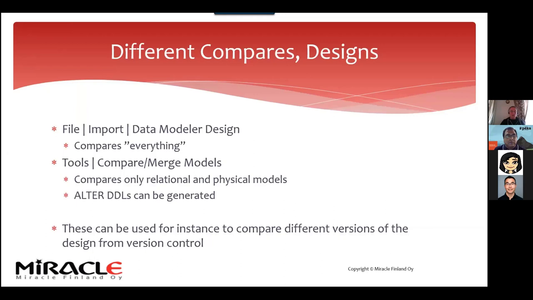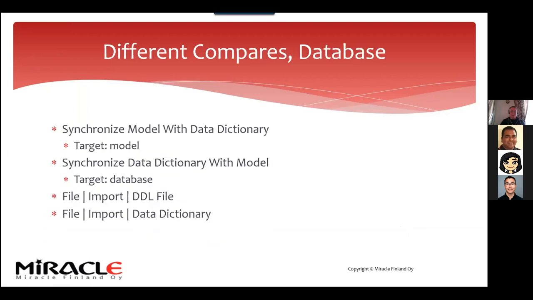You can use Tools, Compare/Merge Models, which compares only the relational and physical model, so it doesn't compare the entities and their relationships. But the good thing is that it will give you the DDLs to modify the other one to be exactly the same as the first one. You can also compare databases. If you use Synchronize Model with Data Dictionary, you're changing the model according to the database, or Synchronize Data Dictionary with Model when you are changing the database, depending on what changes you have in the model.